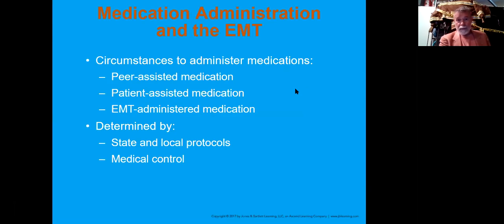The medication administration in the EMT, so circumstances to administer medications. Peer assisted, and I actually have a peer assisted medication that I have not seen for a while, but it's the atropine and the 2-PAM chloride, simply an auto injector. But these are peer assisted medications, right? Here's my partner. Hey, I can't give this because I'm too ill at this point. So maybe they can inject me. Maybe they have to inject themselves. But that's a peer assisted.